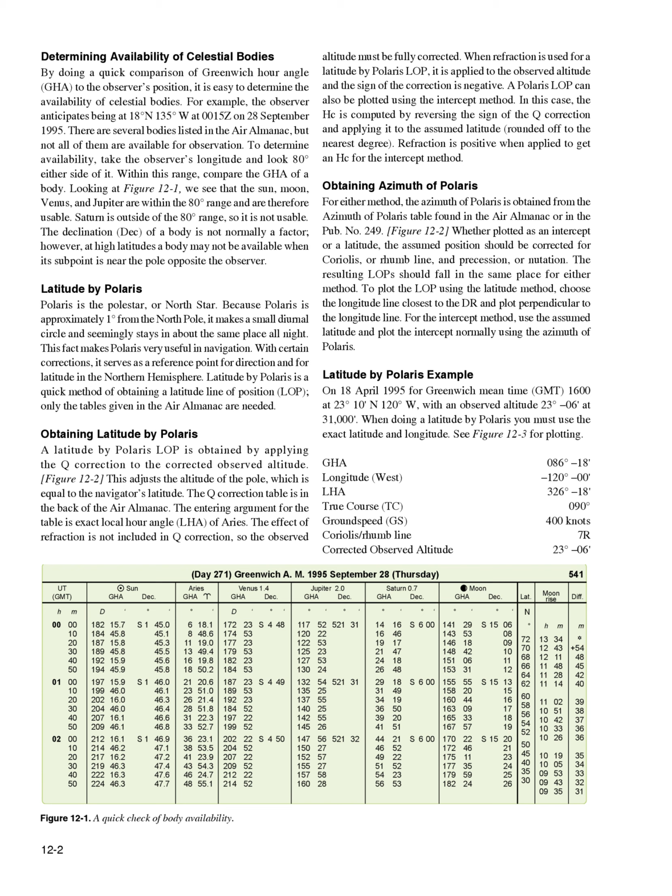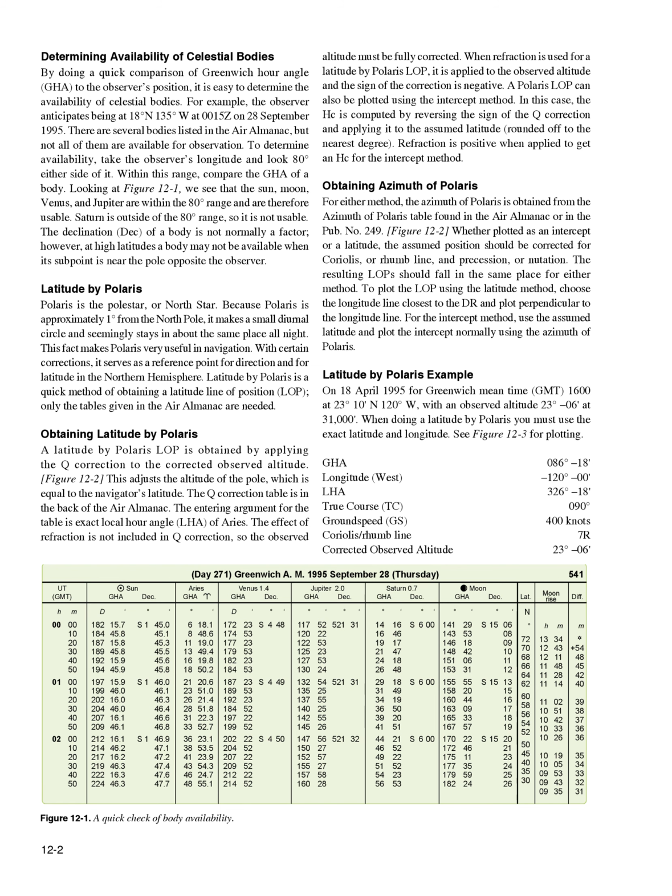No. 249, Figure 12.2. Whether plotted as an intercept or a latitude, the assumed position should be corrected for Coriolis, or rhumb line, and precession and nutation. The resulting LOPs should fall in the same place for either method. To plot the LOP using the latitude method, choose the longitude line closest to the DR and plot perpendicular to the longitude line. For the intercept method, use the assumed latitude and plot the intercept normally using the azimuth of Polaris.